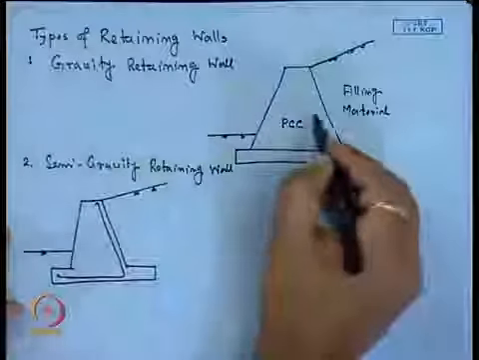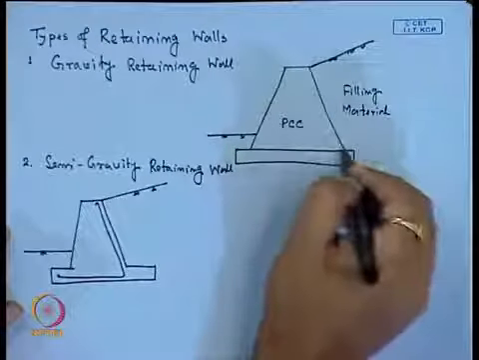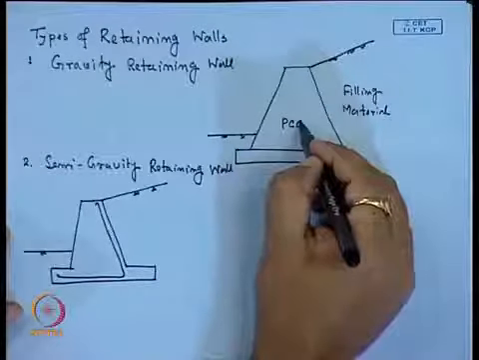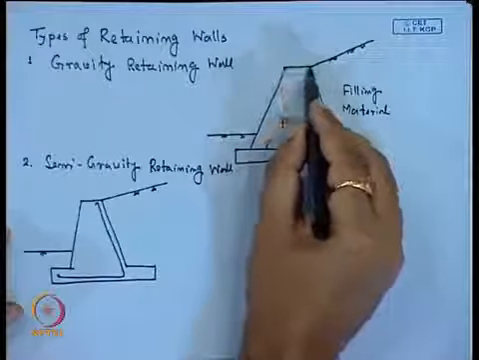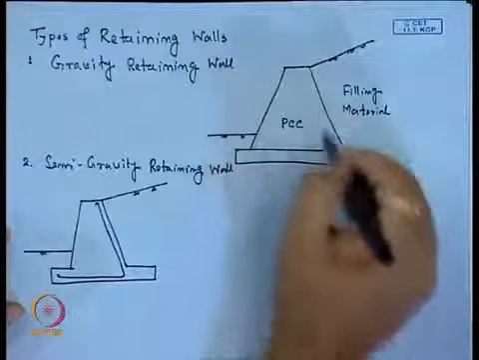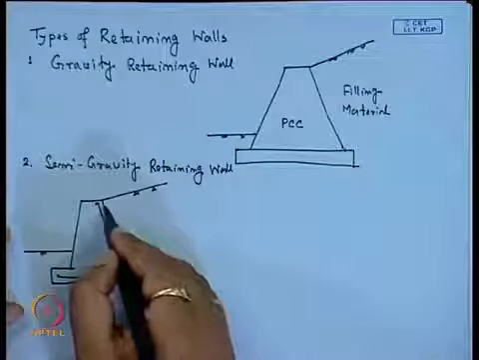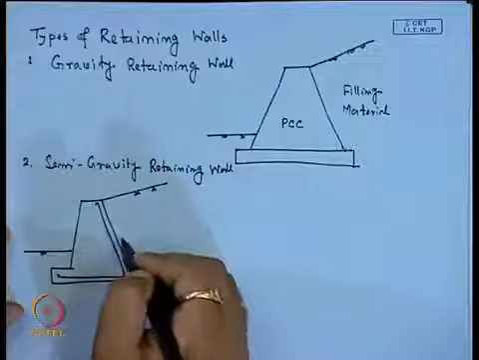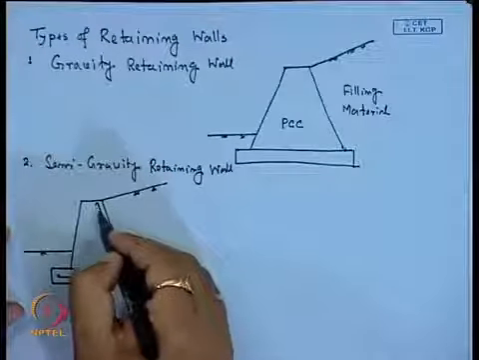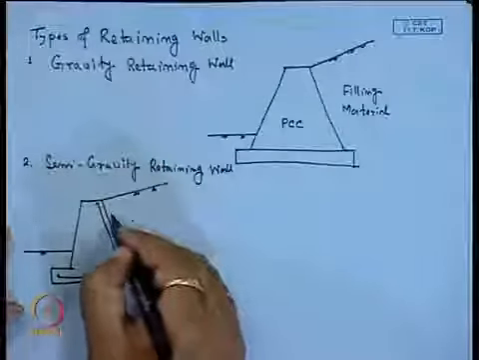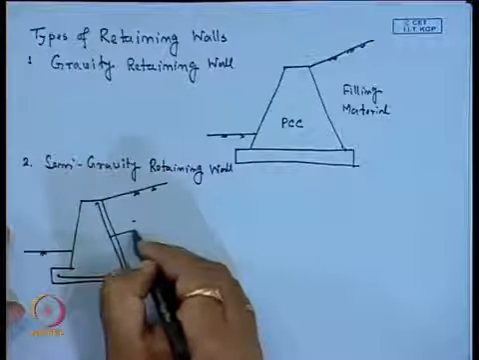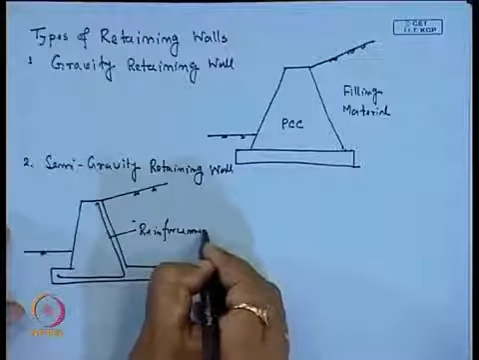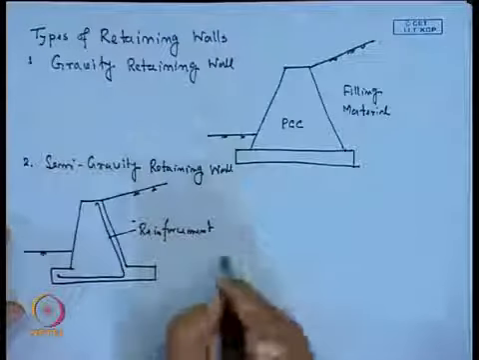So, we can say that in the gravity retaining wall, most of the stability is given by the weight of the retaining wall, and reinforcement is not used. That is why we have to use a very huge size of retaining wall. But in the semi gravity retaining wall, the size is slightly reduced by providing a small amount of reinforcement in the face of the retaining wall. This is the reinforcement that is used, and this side is the filling material.